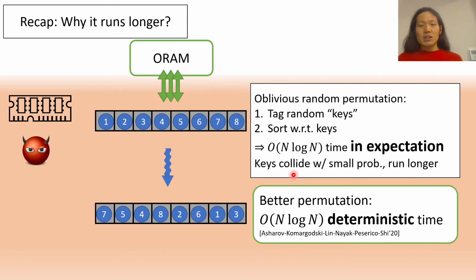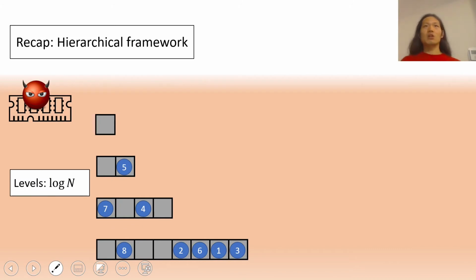Fortunately, in the recent work on computationally secure ORAM, we developed a better random permutation that runs in a deterministic time bound. So just by replacing the random permutation with the deterministic variant, we can obtain a deterministic time-bound perfect ORAM. But still, we want to improve the efficiency of ORAM. So we look into the construction of a previous work as well as our construction.